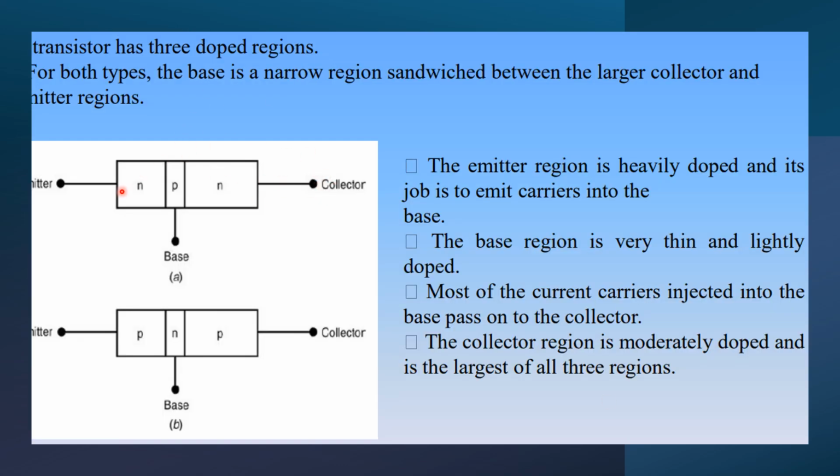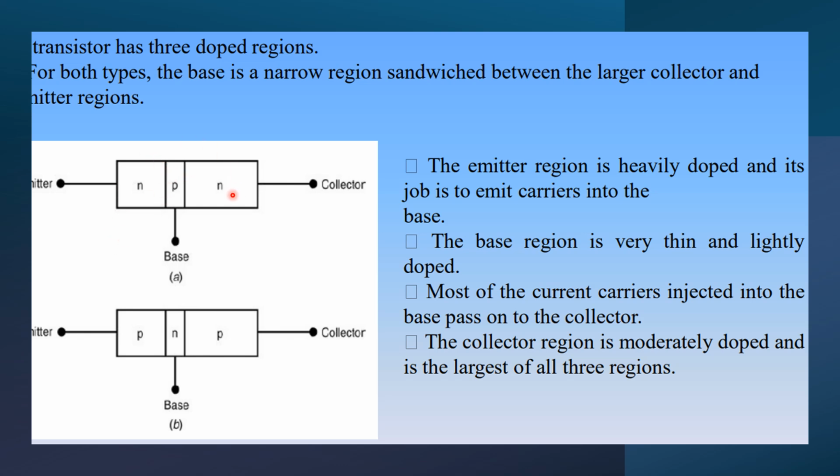See here, the doping concentration is given. The widths of the emitter, base, and collector terminals are different. How they differ, see here. This is the emitter, base, collector for the NPN transistor. Emitter region is heavily doped, and its job is to emit the carriers into the base. Base is slightly doped and thin. Doping concentration of the base is very less when compared to the emitter, and the width is very thin. So next, collector.